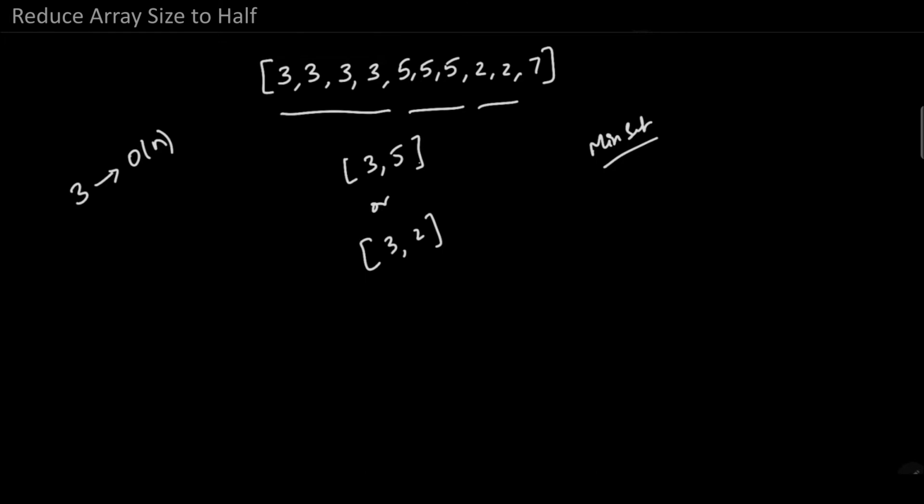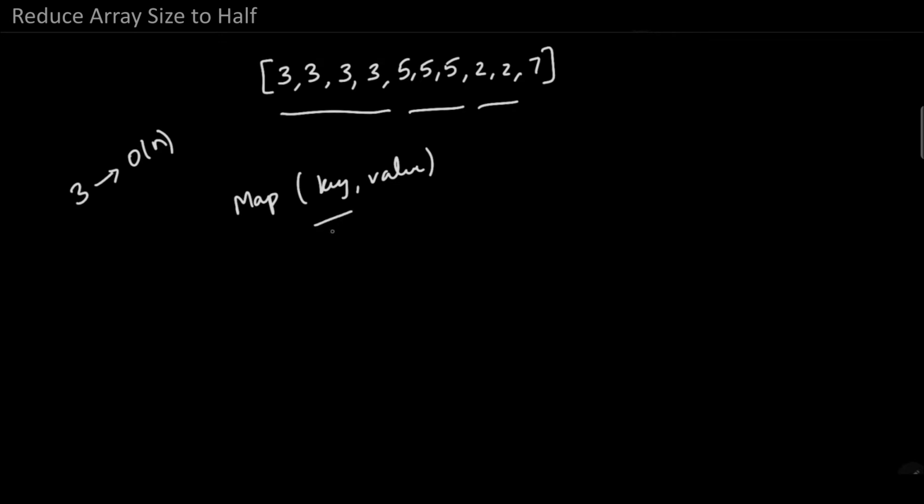But we can reduce this size by using some data structures. So I'll try to use a map here. I'll just clear out this section. So my idea is we'll use a map with key and value, where the key will be the number and the value will be the frequency. So it will be something like 3 comma 4, 5 comma 3, 2 comma 2, 7 comma 1. So this will be the output of that.